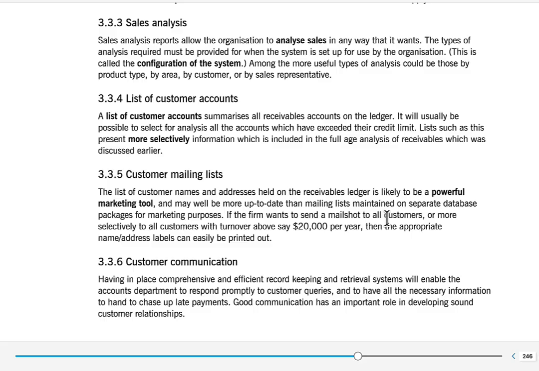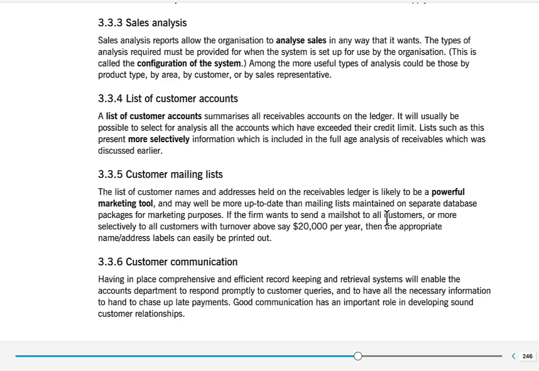A strong exam answer would say, the receivables ledger system can produce a customer mailing list containing customer names and addresses. This can be used to send statements and reminders for credit control, and also to send promotional material for marketing. Access should be restricted to authorized staff because customer information is confidential. Quick classroom check questions.